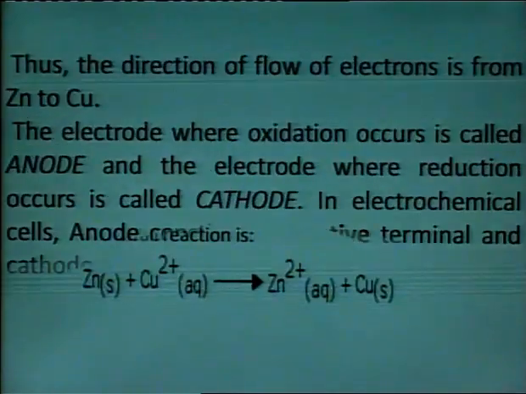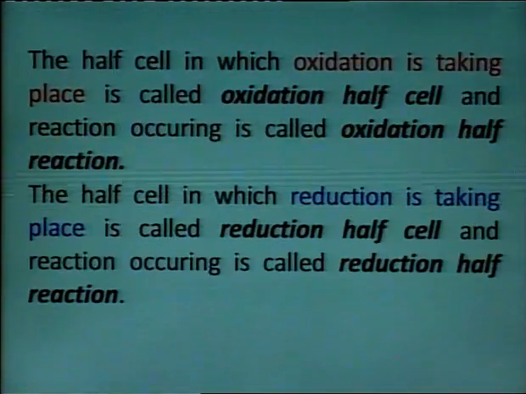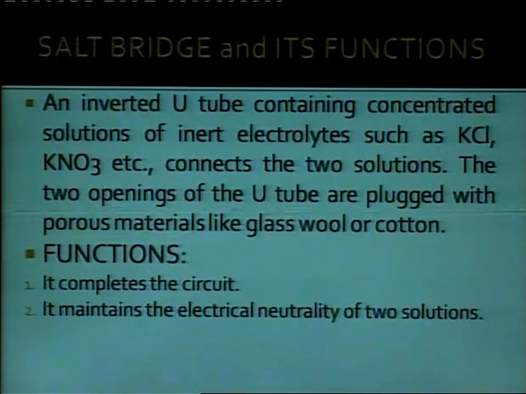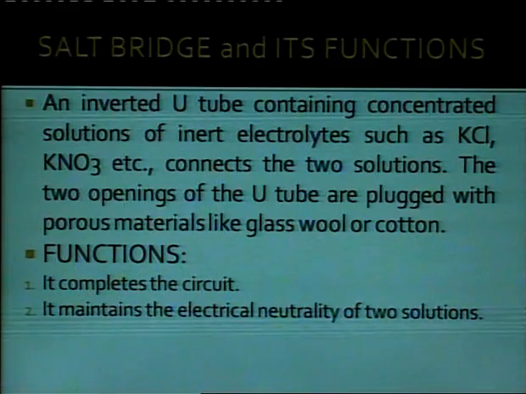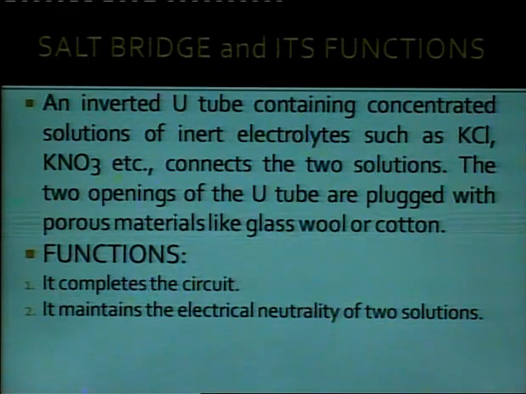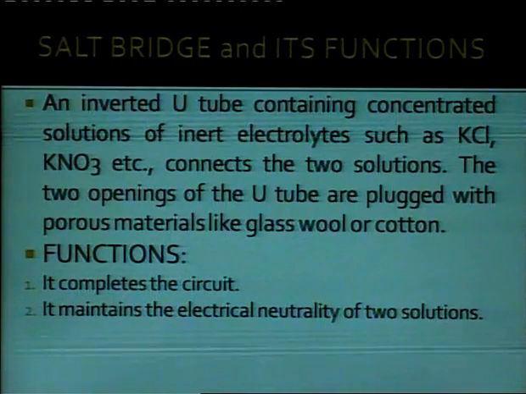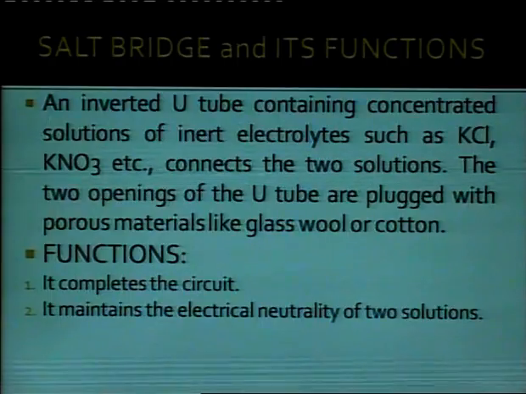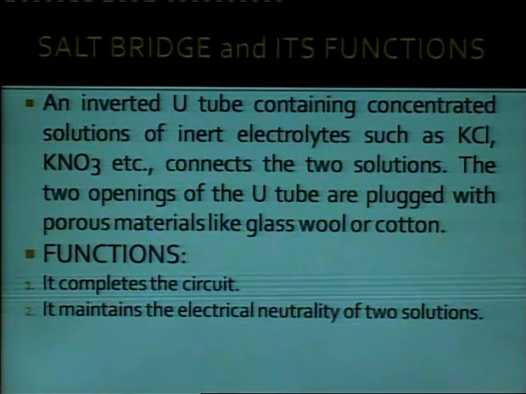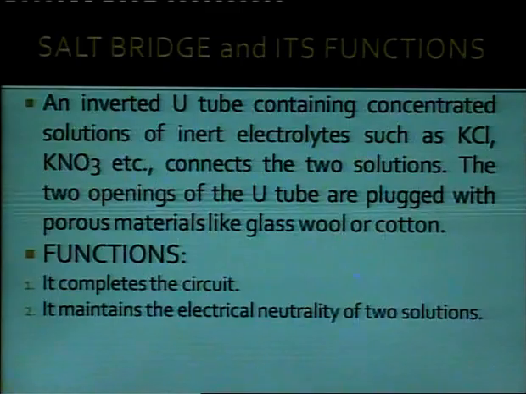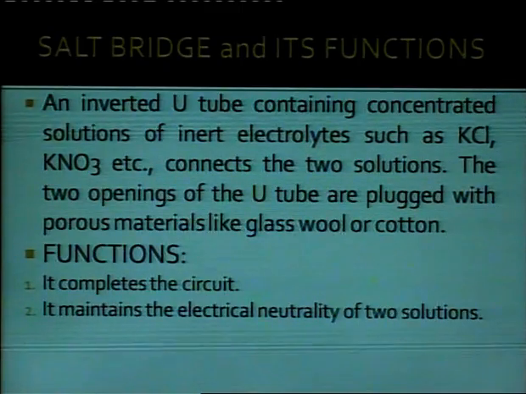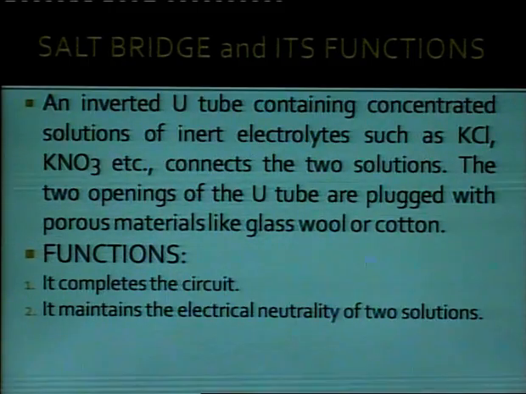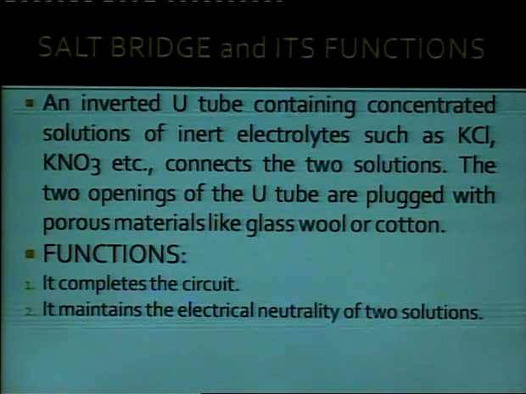So, this is about half cells and half cell reactions. Now, what is a salt bridge and its functions? An inverted U tube which contains a solution of inert electrolytes such as KCl, KNO3 and it connects the two solutions. This tube is known as a salt bridge. The two openings of the U tube are plugged with porous materials like glass wool or cotton.